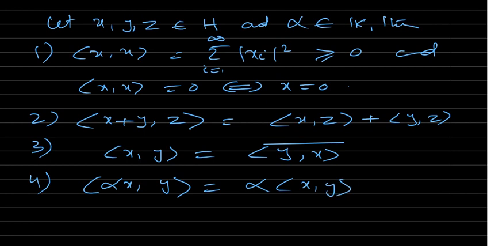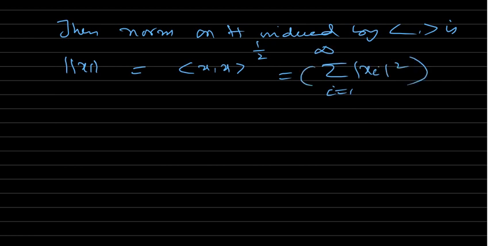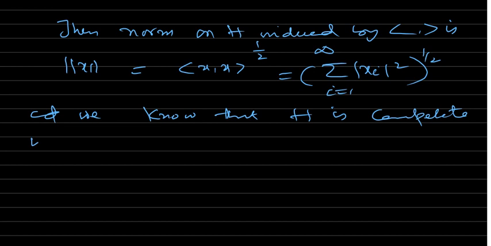So now, what's the norm induced by this? The norm on H induced by this inner product is, by definition, the norm of x equals the square root of the inner product, and that you know is summation i runs from 1 to infinity of mod of xi square, whole power 1 by 2. And you know that H is complete with respect to this norm, with respect to the above norm. This you know.